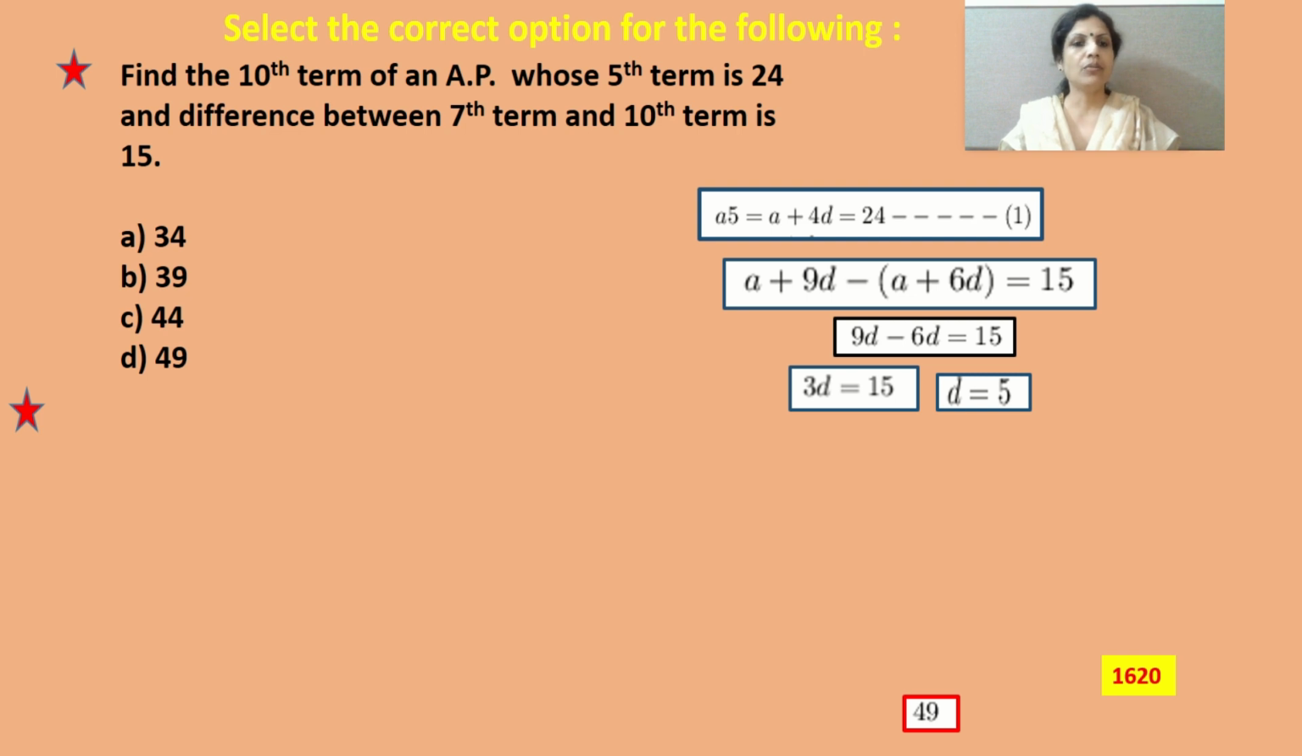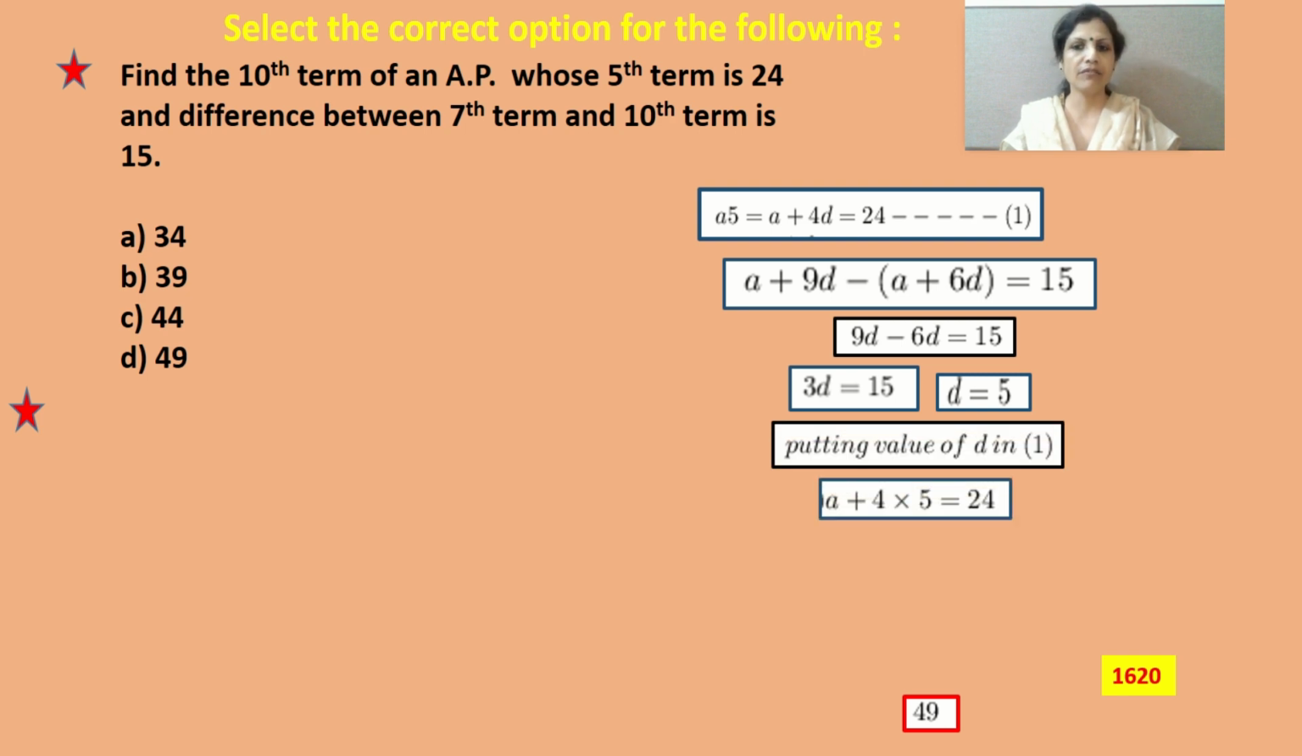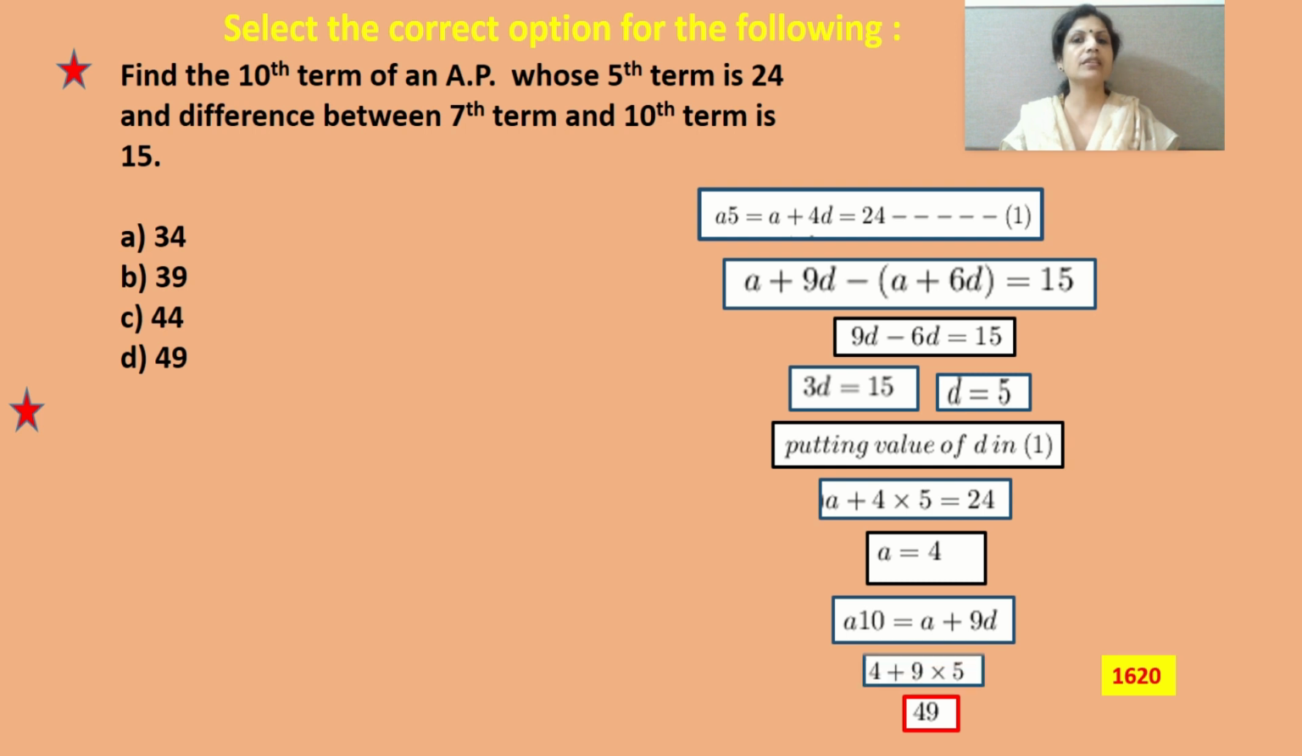Now by putting this value in equation 1, let's see what we get. We get a plus 4 into d, which we have calculated as 5, is equal to 24. So a is equal to 4. Now we have the value of a, we have the value of d. We have to find the 10th term. So the 10th term is equal to a plus 9d. Substitute the values of a and d. So we get 4 plus 9 into 5 and your answer is 49. Is 49 there in the options given? Yes. So the correct option is 49.